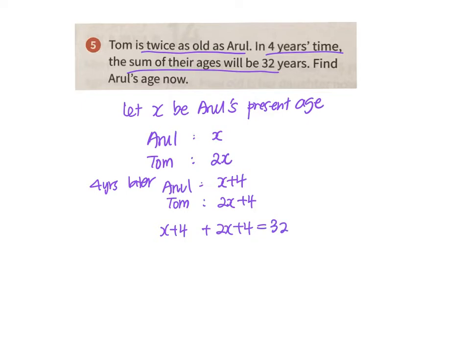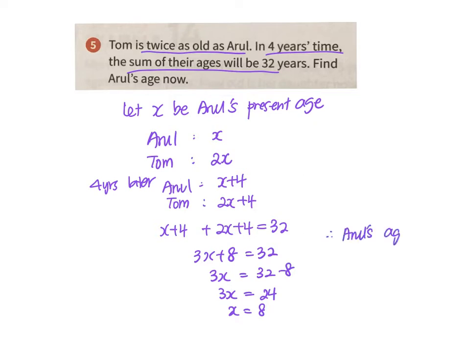Find Aru's present age. So we're going to solve this equation. I have 3x plus 8 to be 32, 3x to be equal to 32 minus 8. And that gives me 24, and x will be 8. What is Aru's present age? Therefore, Aru's age now is 8 years old. Have you gotten the answer?